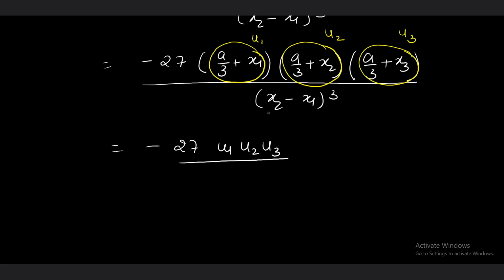Coming to denominator, what do you think? x2 minus x1 can we write in terms of u1 and u2? Absolutely. You can write it as u2 minus u1 का whole cube, right? So expression still bulky hai, but it is better than the previous step. Why previous step? Because previous step mein we had 3 linear factors ka product in the numerator, right? So I'm just writing it like this.